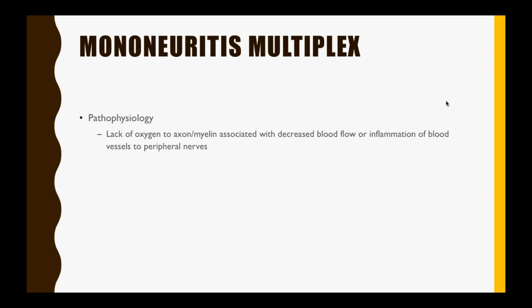The pathophysiology for mononeuritis multiplex is a lack of oxygen to the axon or myelin associated with decreased blood flow or inflammation of blood vessels to the peripheral nerves. So again, the nerves need the supply of blood as well. If they're not getting the blood supply, they will start to display and show damage, just as if they're being compressed by an external force.